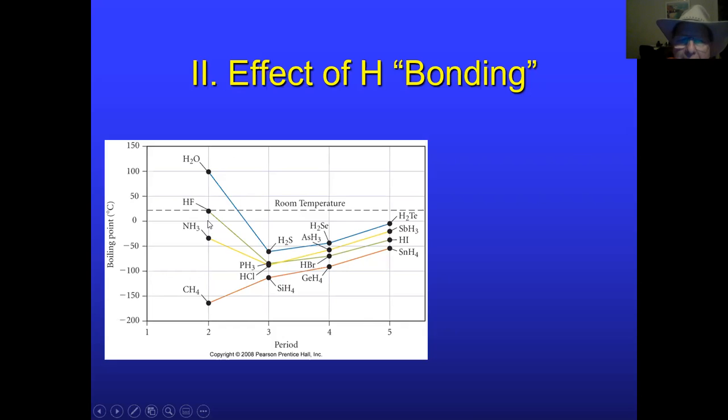Again, nitrogen and fluorine both boil at a higher temperature than their subsequent next in line compounds. That's because hydrogen bonding is so strong. Hydrogen bonding is so strong that it takes more energy to make ammonia and hydrogen fluoride into gases than it does PH3 and HCl. Is this making sense to you?